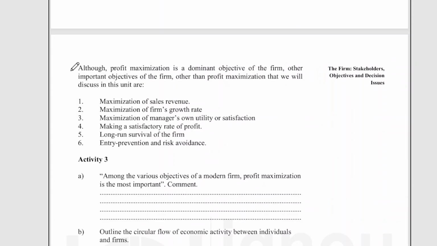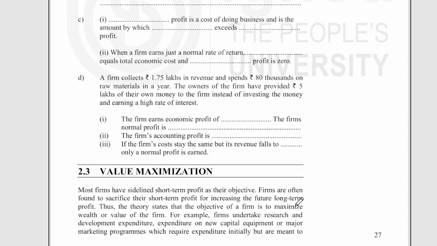Although profit maximization is a dominant objective of the firm, there are other important objectives that we will discuss in this unit. Here are six: maximization of sales revenue, maximization of the firm's growth, maximization of managers' own utility or satisfaction, making a satisfactory rate of profit, long-run survival of the firm, and entry prevention and risk avoidance.